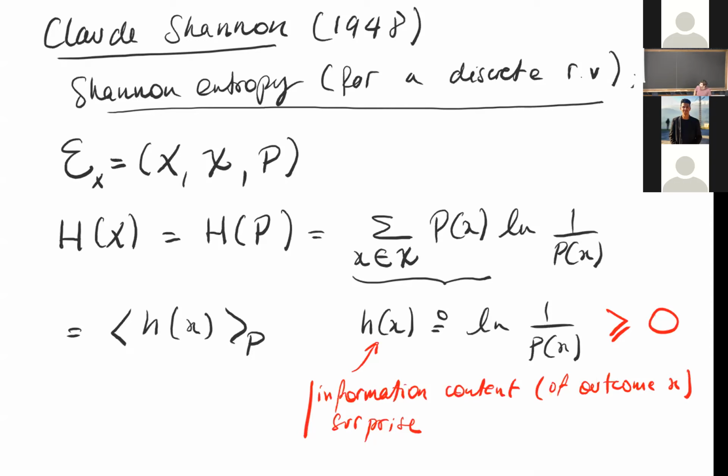And so the Shannon entropy is the expected surprise or the expected information content of a random variable. So you average the information content over all possible outcomes. Yes. That means if the expectation is 0, that means actually the information is not important.